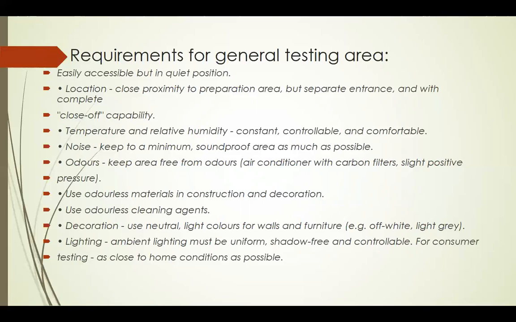And the decoration should be neutral, with light colors for walls and furniture. For example, it can be white or light gray, etc. Ambient lighting must be uniform, shadow-free, and controllable for consumers, testing as close to home conditions as possible. So it makes your panelists feel free and evaluate in daily conditions.